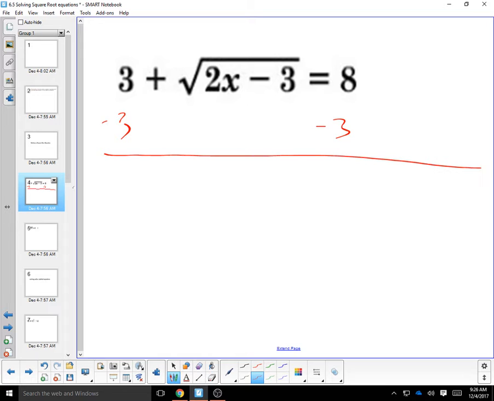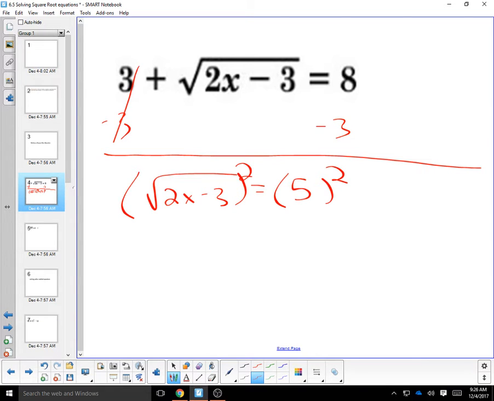Which property did I just use? Subtraction property of equality. So I've got square root of 2x minus 3 equal to 5. I want to get rid of that radical there. That is a square root, isn't it? So if I want to get rid of a square root, I have to square it. I'm going to square this side. And of course, golden rule says what you do to one side, you do to the other. So I square the entire left side, I square the entire right side. The square root is gone. I've got 2x minus 3 is equal to 25.